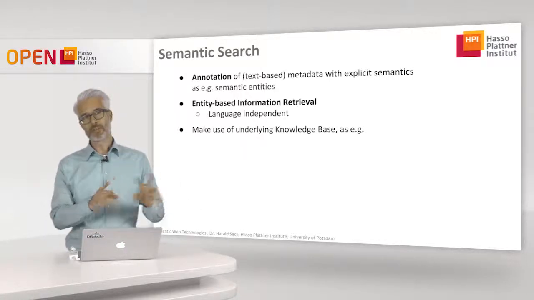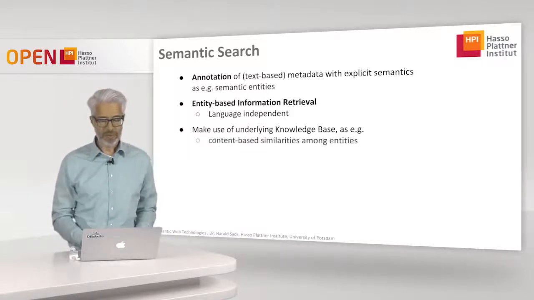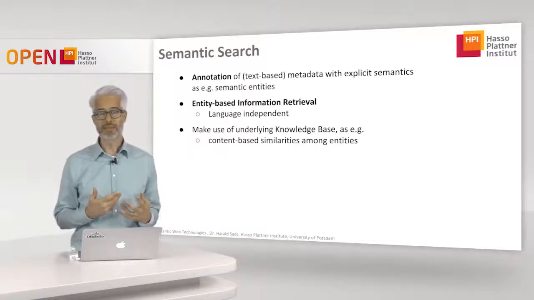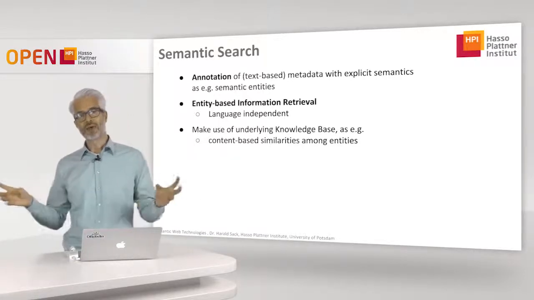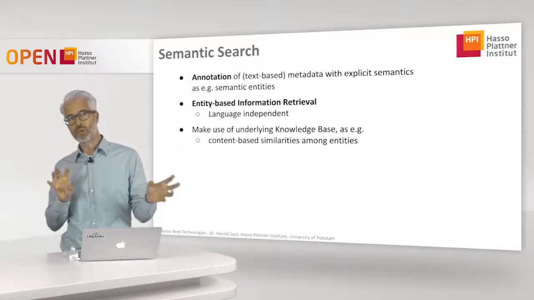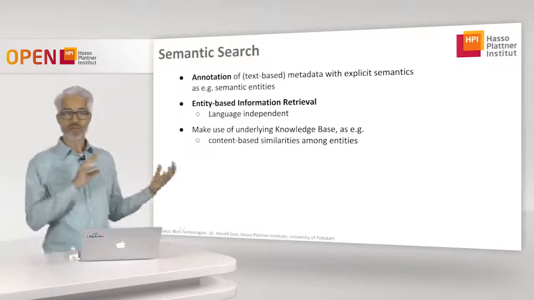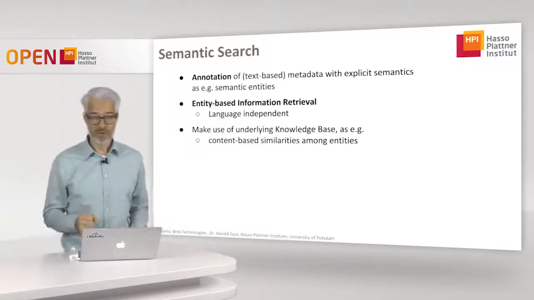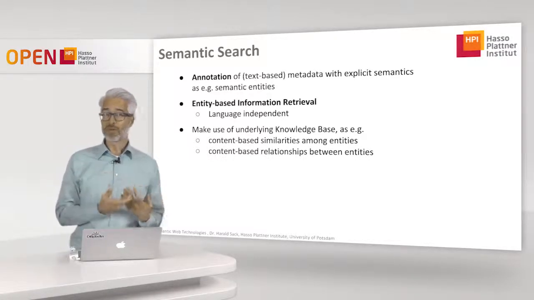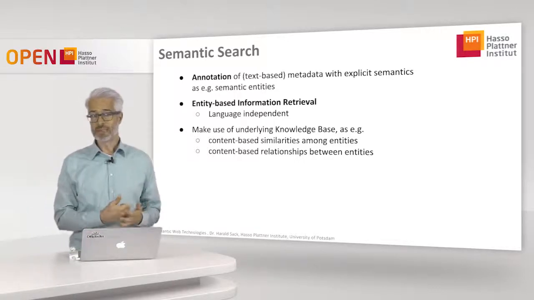And of course, you could also make use of the entire knowledge in that underlying knowledge base. For example, you could find out about content-based similarities among entities. You could determine, if you have annotations of two different entities, how similar are these entities with each other? And is this somehow relevant for the search, for example, or to answer a search? So this would be really interesting. And not only consider similarities, also consider other kinds of relationships between these entities.